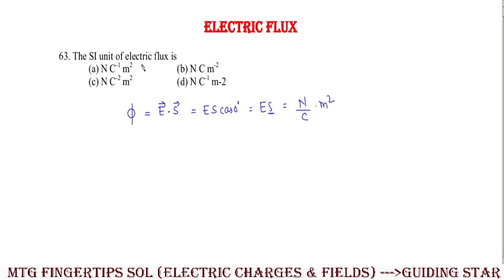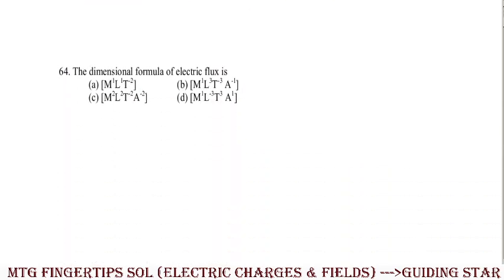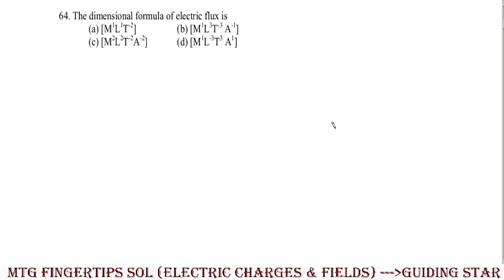So it will be Newton per coulomb into meter square. Newton per coulomb meter square. So option A will be the correct one. Rest others will be wrong. Next, question number 64. It is asking the dimensional formula for electric flux.